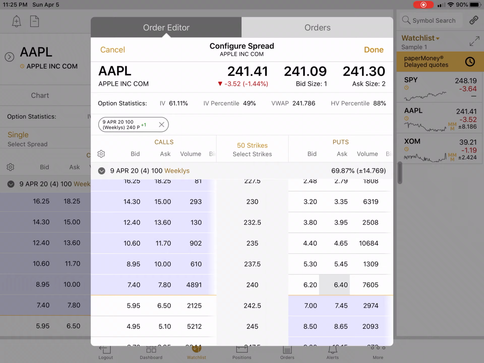Notice the bid price is $3.20. I'm going to tap on it. Now notice I now have two legs in this vertical put spread. The first one is a positive one. That is the one that we're buying at 240, and we're going to pay $640 for this. And then negative one, this is the one that we're writing to make this cheaper at 230.